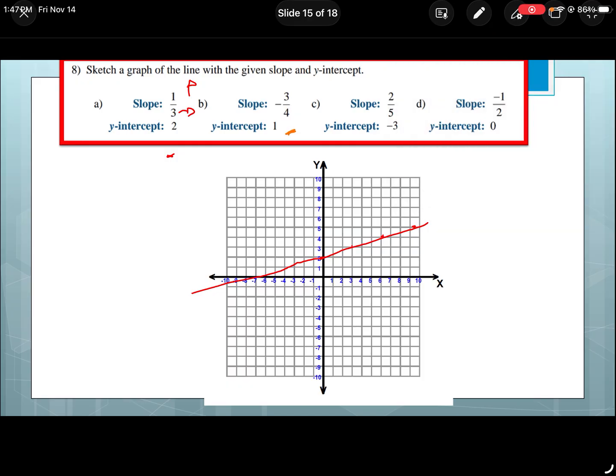For this one, y-intercept of 1, let's put a little dot there. Slope of -3/4. Just a quick talk about this. -3/4 can be written as -3/4. It can also be written as 3/-4, but I don't want to do that. So what this means is for every 4 I go right, I go 3 down. For every 4 I go right, I go 3 down. And it looks something like this. That's probably not straight. Whatever.